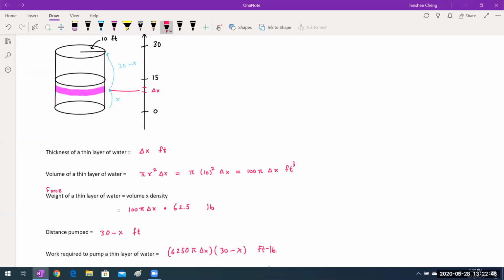Now, if I want the whole entire work, then my work is the integral from 0 to 30. That's my interval. Force times the distance, which is 30 minus x, times 6,250 pi. My delta x is dx. And if you want your numerical value, simplify and integrate this. And don't forget the end: the foot-pound is my unit. Okay, so that's the end of this second example. Any questions?